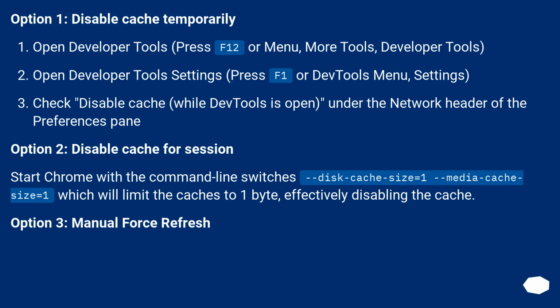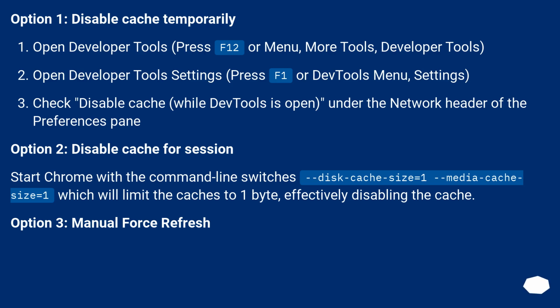Option 1. Disable cache temporarily. Open Developer Tools, press F12 or Menu, More Tools, Developer Tools. Open Developer Tools Settings, press F1 or DevTools menu, Settings. Check Disable Cache, while DevTools is open, under the Network header of the Preferences pane.